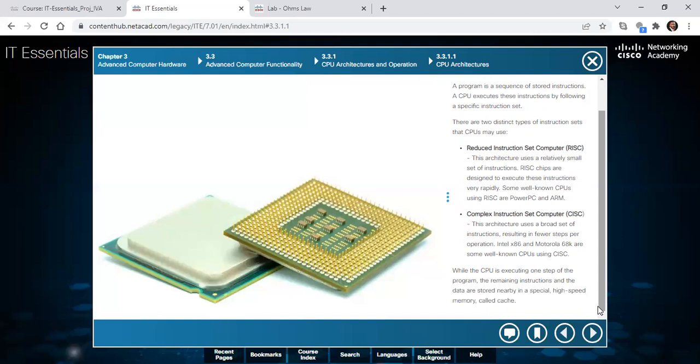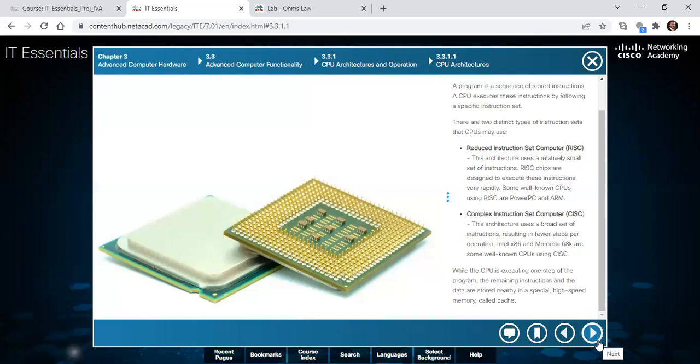Then we have the complex instruction set computer. This architecture uses a broad set of instructions, resulting in fewer steps per operation. Intel x86 and Motorola 68K are some well-known CPUs using CISC.